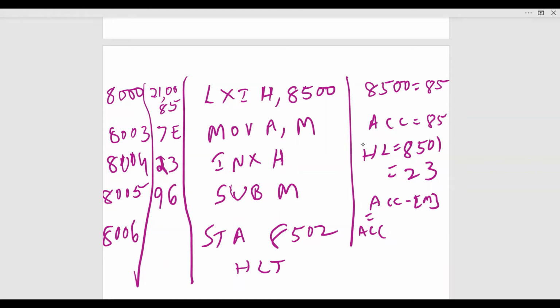And then next is 8006, and because the address is specified in the instruction, it's a 3-byte instruction, so it occupies 3 memory locations. So STA, the opcode is 32, comma, the lower address, that is 02, and the higher address 85. So 8006, 8007, 8008. Next is 8009 and then HLT, 76. So it will halt the program execution.